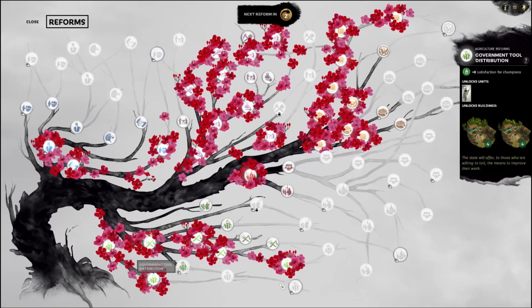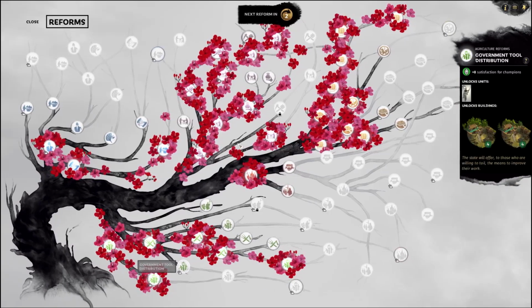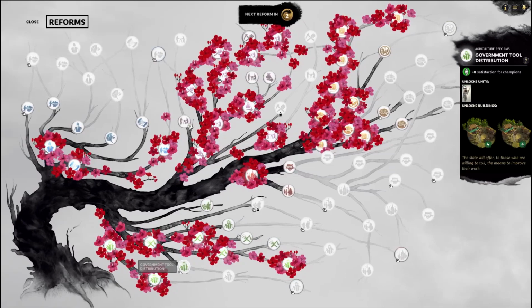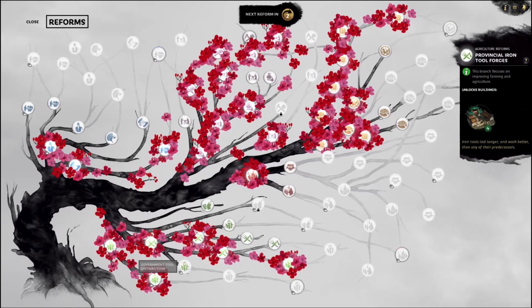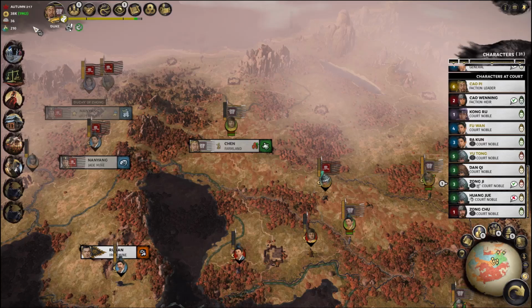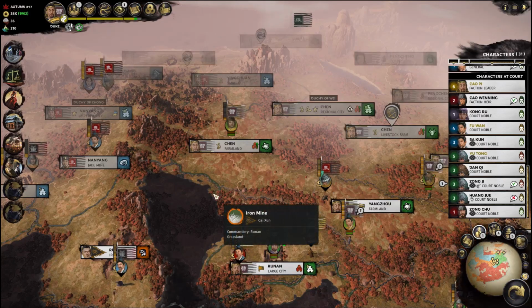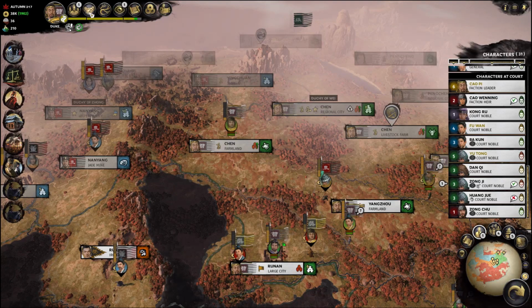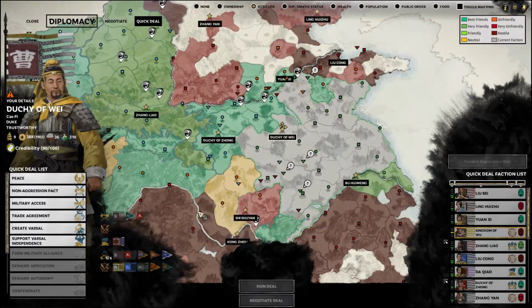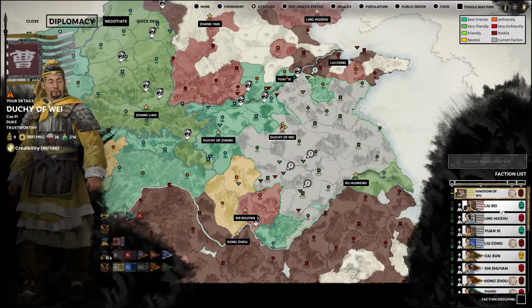What I usually do is go to that branch together with the industry one pretty fast, because this branch is really, really important. You really need the bonuses from the food, because in this game the food thing is a really big deal. I will go to diplomacy for a second to show you the negotiation of the food.